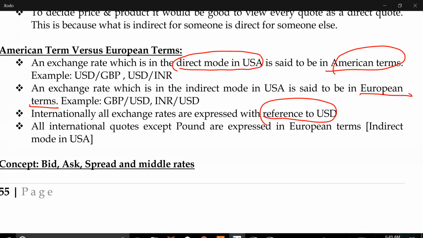If they say 1.2, there alone the exception is. London is GBP. London is GBP. So there alone the exception will come into picture. Clear? Able to understand this?